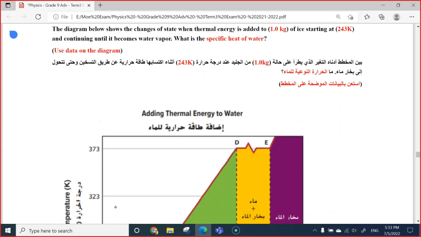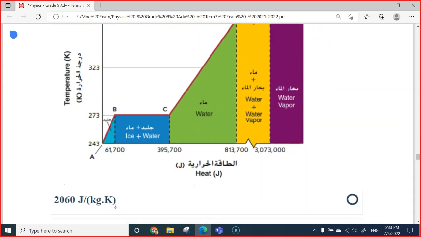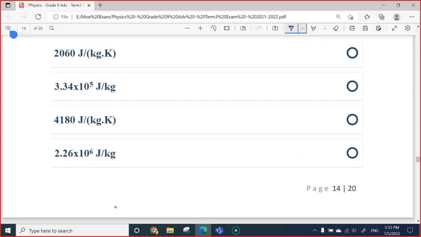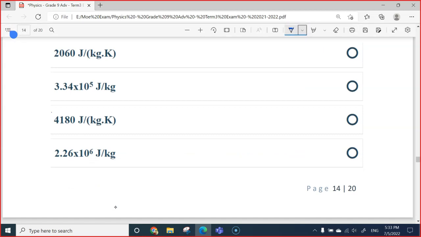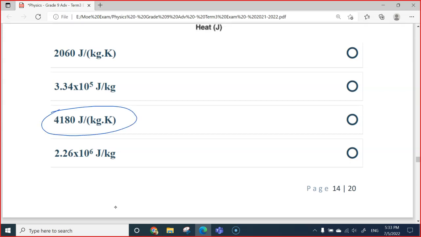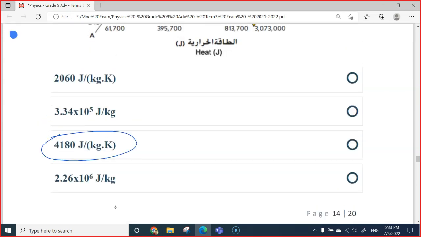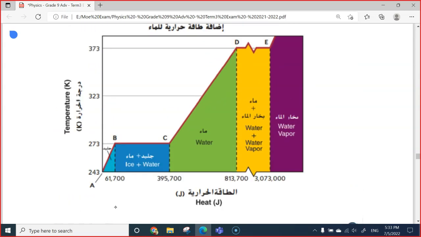Question 17. The diagram below shows the change of state when thermal energy is added to 1 kilogram of ice starting at 243 Kelvin and continuing until it becomes water vapor. What is the specific heat of water? So specific heat of water is a constant value, that is 4180 joule. So this is the value of the specific heat of water. So you can use this diagram to calculate specific heat.